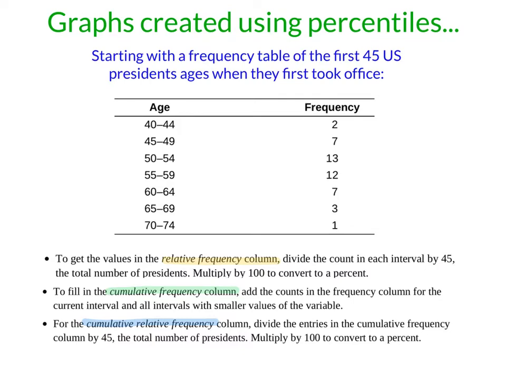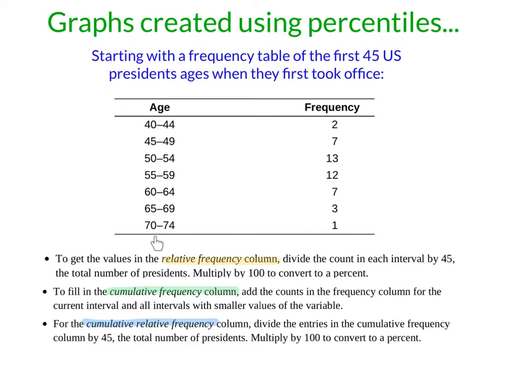So we're going to be talking about the first 45 United States presidents and their ages when they first took office. So if we were to organize that data into a frequency table as such, let's say we take their age ranges in 5-year increments, so 40 to 44, 45 to 49, etc., all the way up to 70 to 74. And then we took the frequency, so the number of presidents that took office at that age.